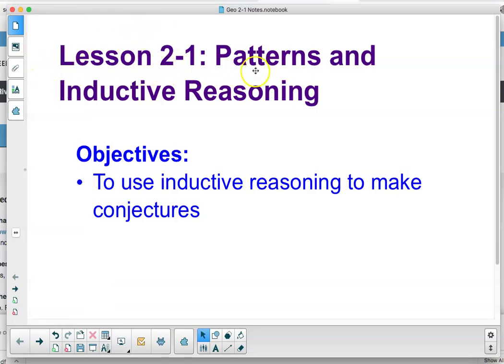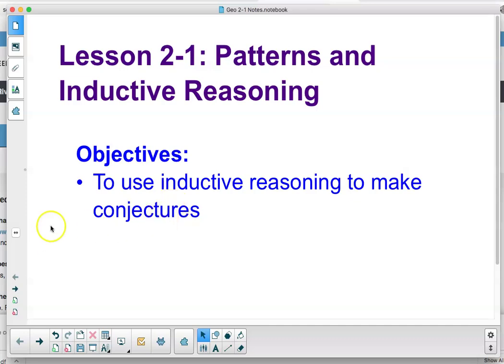We've got lesson 2.1, patterns in inductive reasoning. Make sure you're getting your objectives written down: to use inductive reasoning to make conjectures. If you need to turn it off, make sure you get it written down in the box. When I went through notes, I noticed that people aren't completely filling things out, and the things they don't completely fill out are the things they have the most questions on.